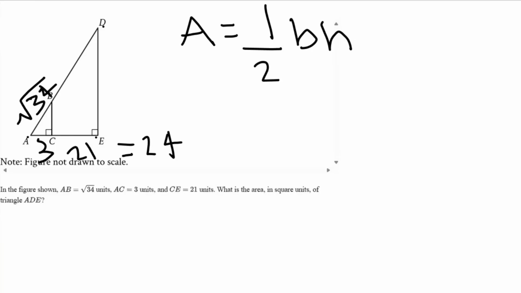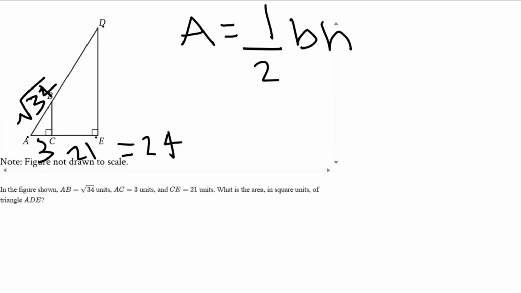However, when you have right triangles, you can also take AE times DE and multiply them together and then divide by 2, because you can find the area of a rectangle and just divide it by 2, since the area of a right triangle is half the area of that same rectangle. Right, so we already have the length of AE, it's 24.